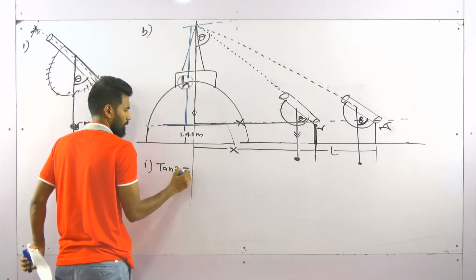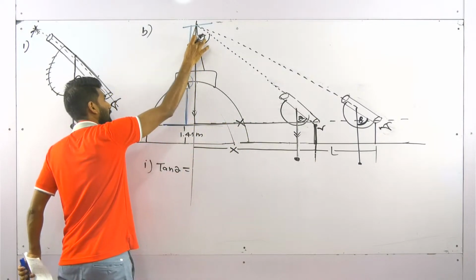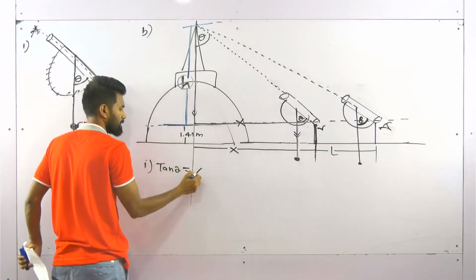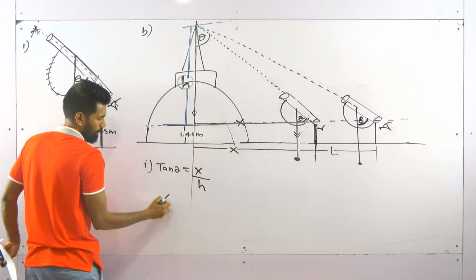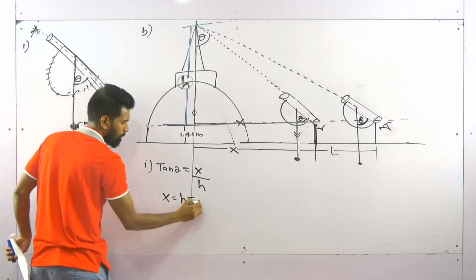Opposite leg. I'm sorry. Calculating tan theta from this side, tan theta is the opposite leg, X, divided by the adjacent leg, H. So X is equal to H tan theta.